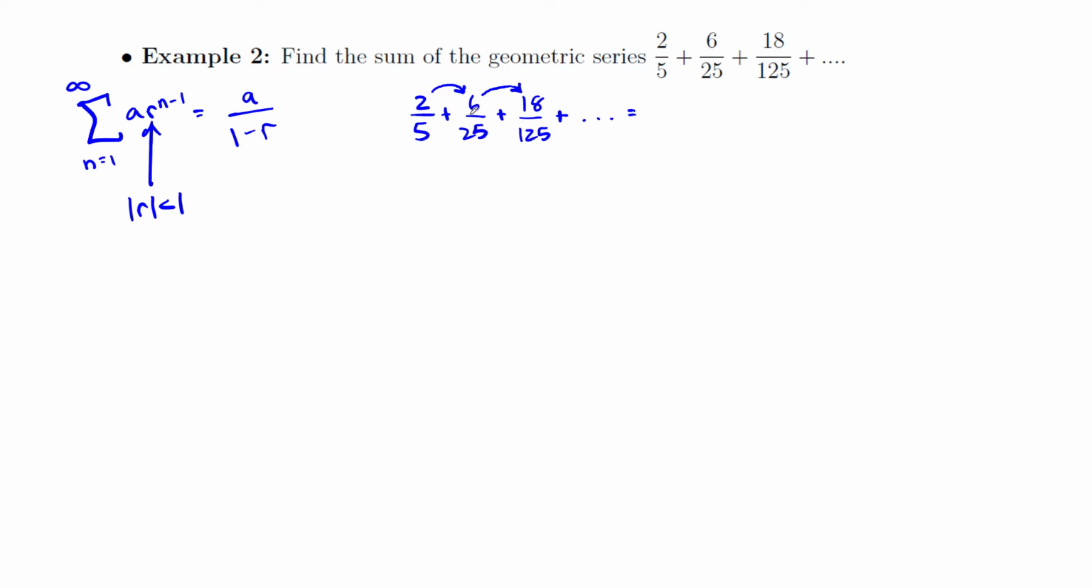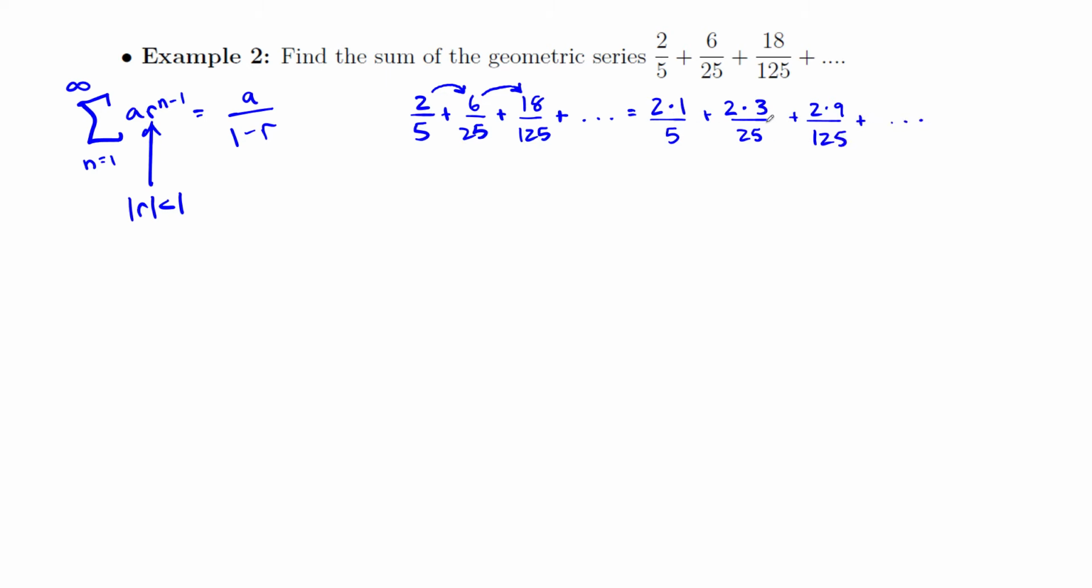And so in a case like that, we say, okay, I'm not really happy with the numbers I see. It's not obvious that 2 to something is going to give me 6, or 6 to something is going to give me 18. So is there something I can factor out of these numbers? We can see that they all do have a factor of 2. So my first step would be to rewrite it as 2 times 1 over 5 plus 2 times 3 over 25 plus 2 times 9 over 125.